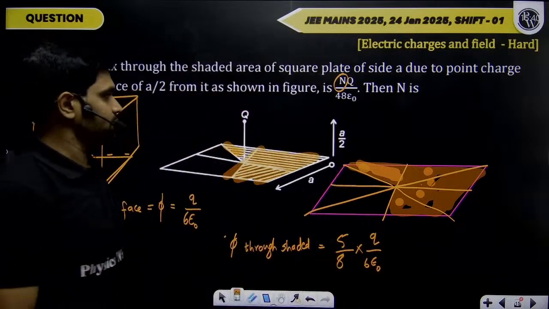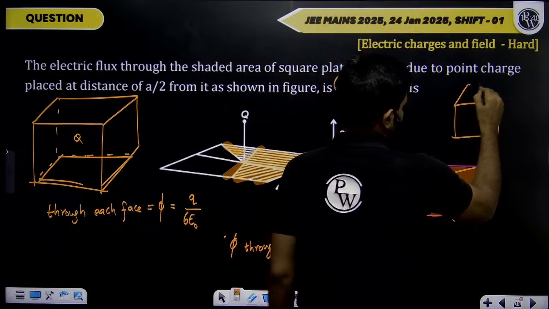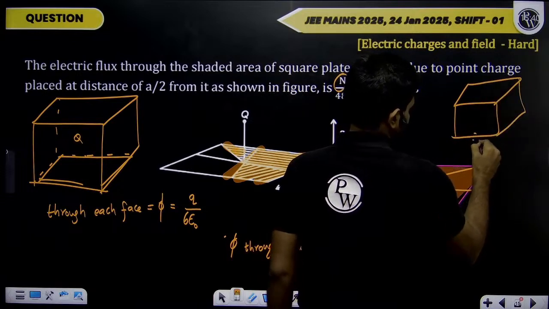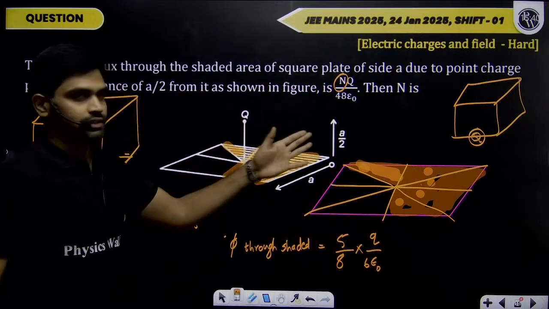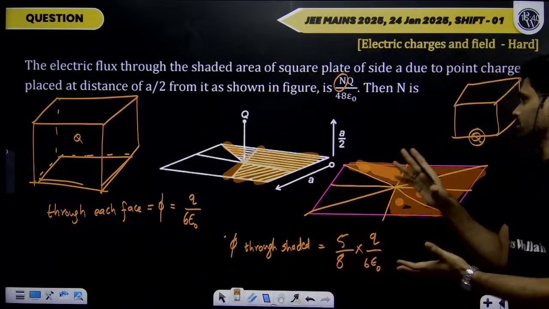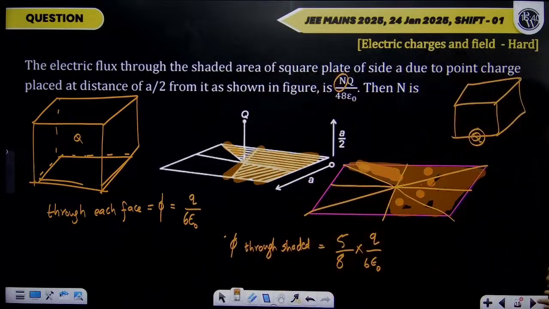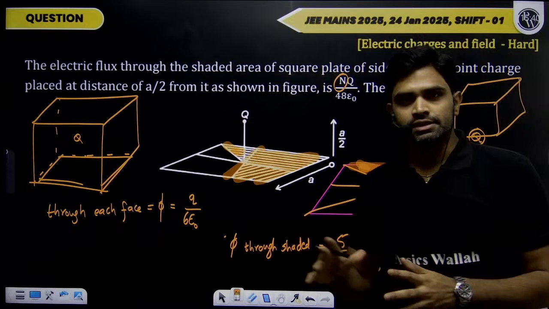In the 22nd first shift, the question was this. They have placed charge here at the edge. They were asking flux through the cube. You need 4 more cubes to completely cover up that charge. Only 1/4 charge will be inside that. Only 1/4 charge is inside that cube.